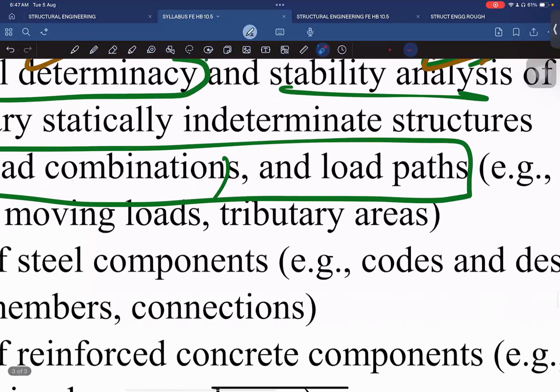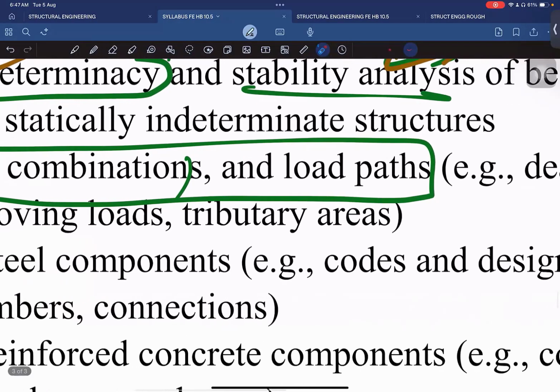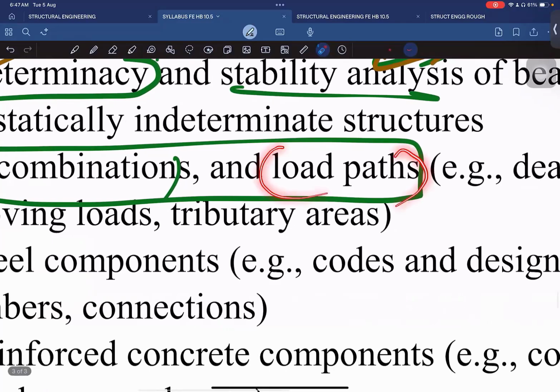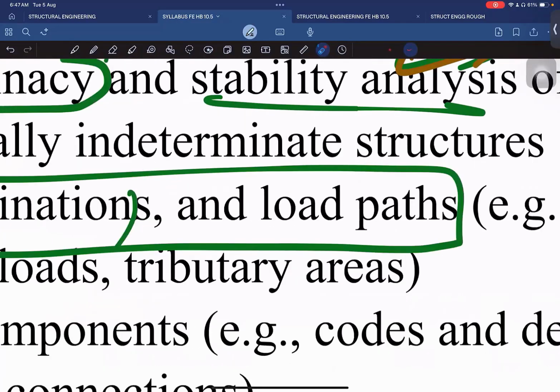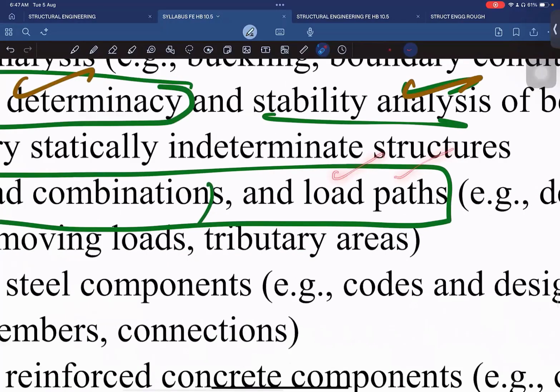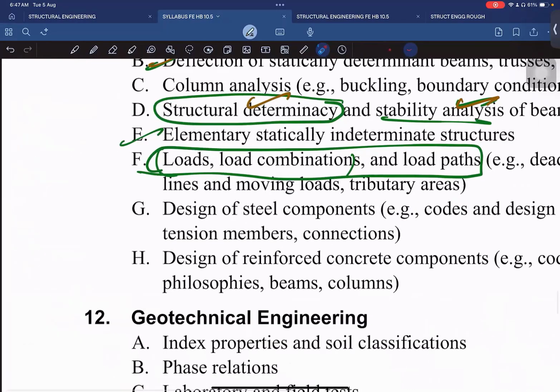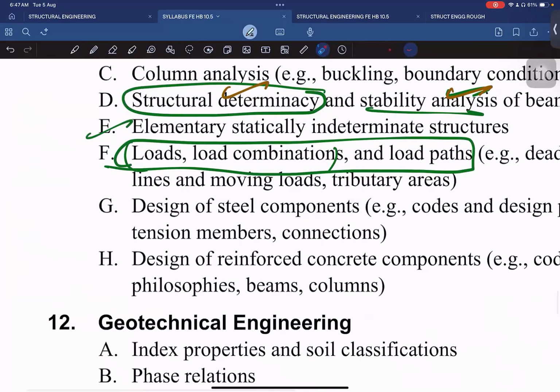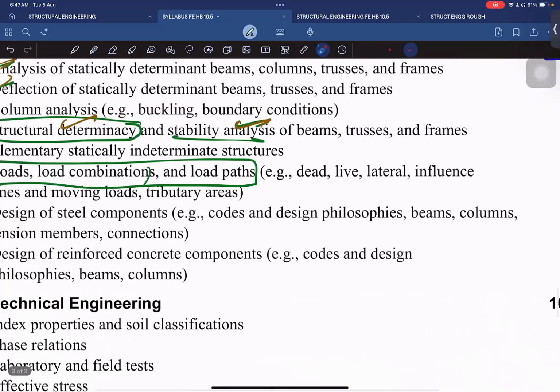And coming to the load path, you know it very well. When you sit on a chair, your load will be transferred to the plate of the chair, and from the plate, it will transfer to the legs of the chair, and from the legs, it will transfer to the ground. So the transfer of load from one element to another element of a structure, we call it a load path. So we'll study about them.